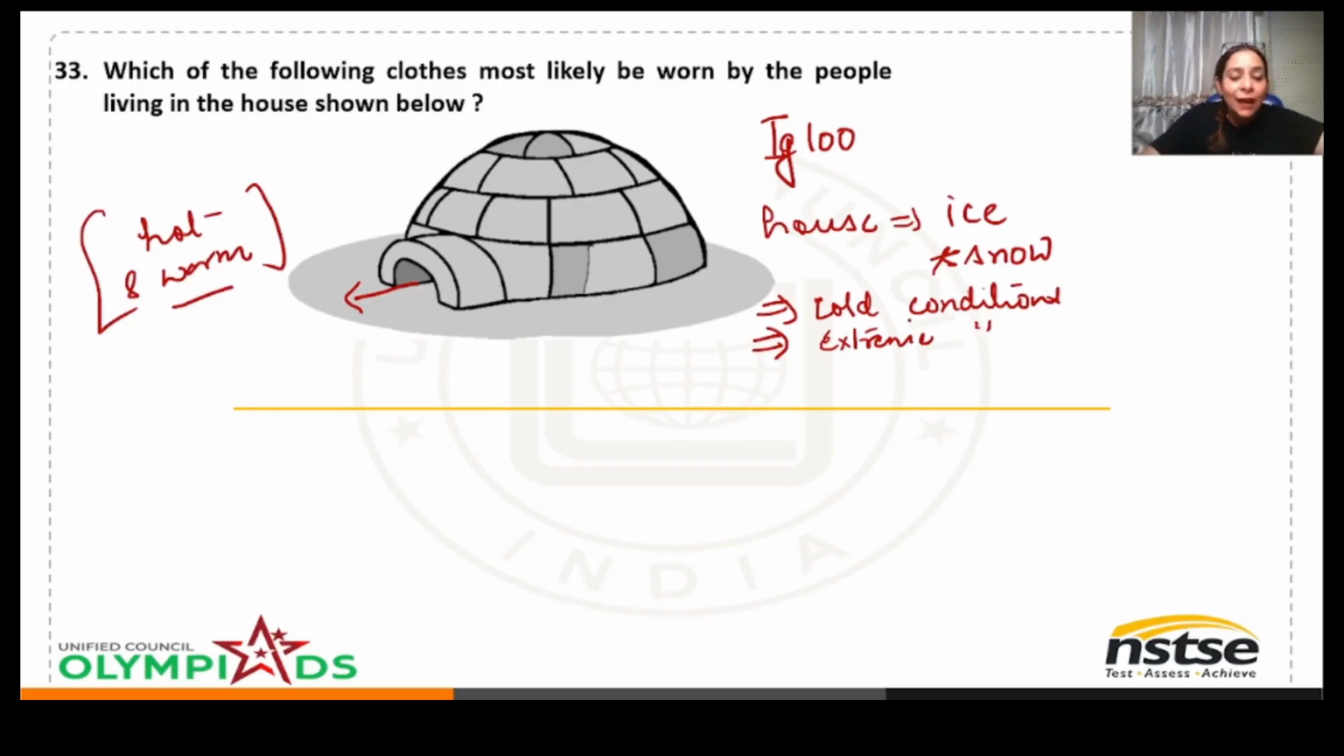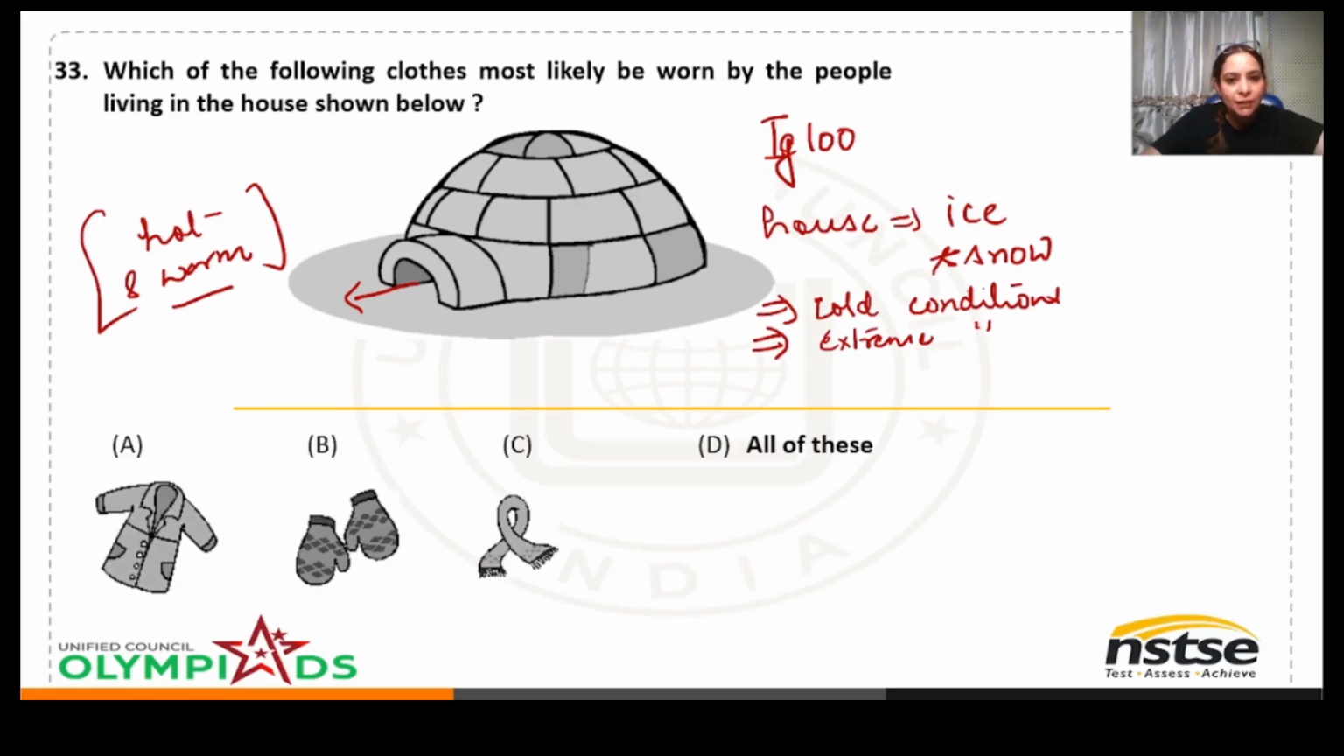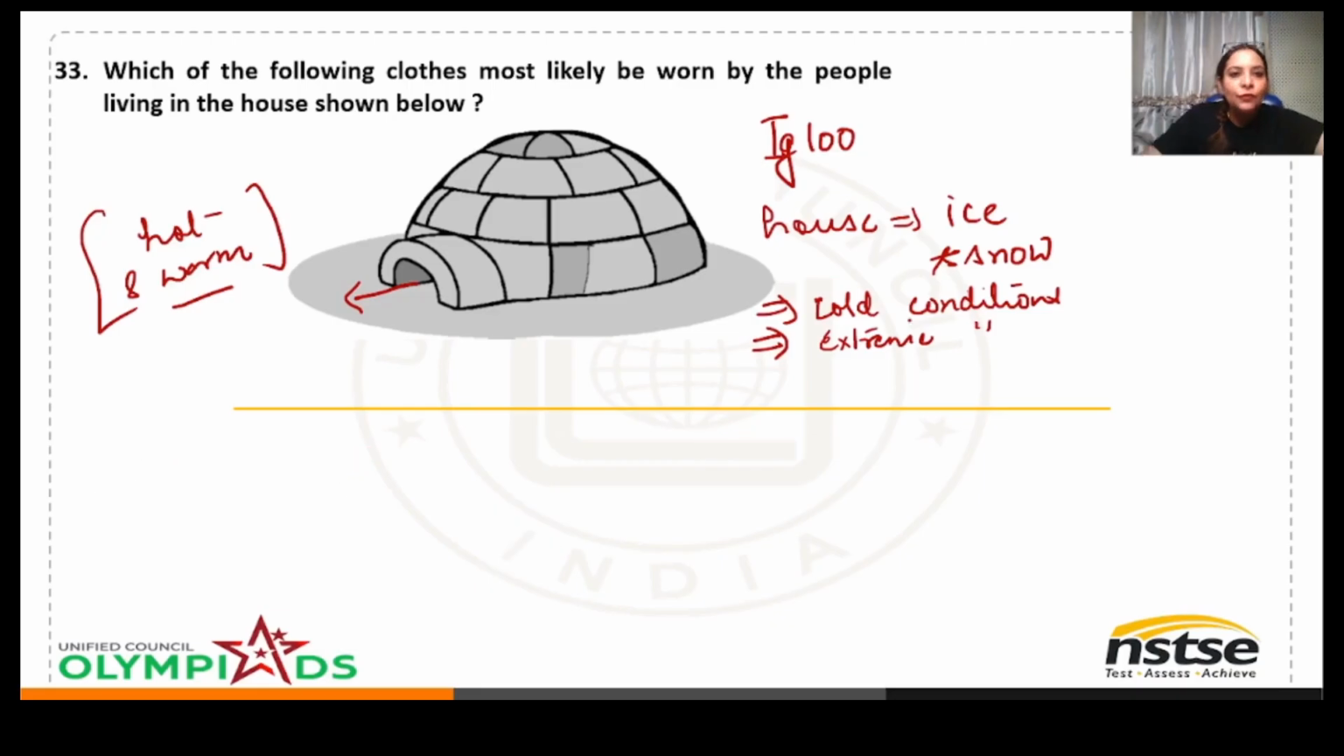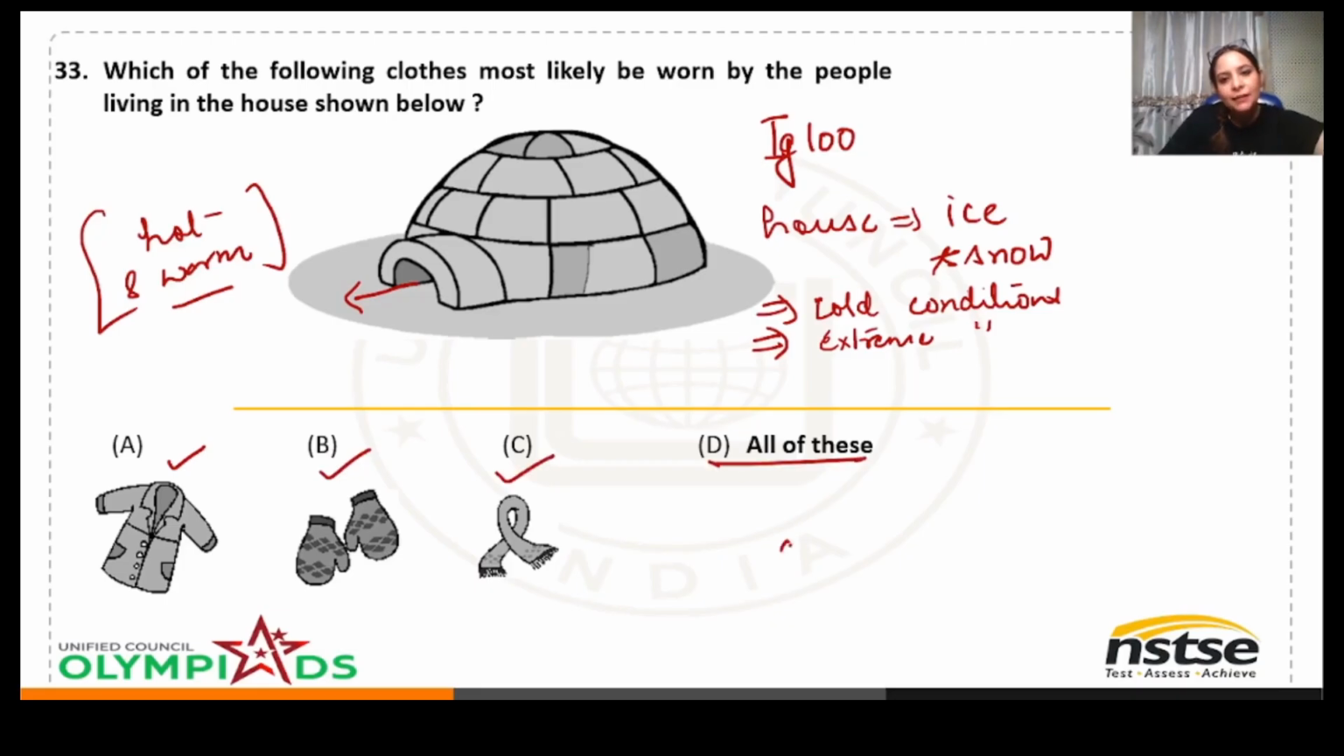Now, we have to tell which of the following clothes most likely to be worn by the people who live inside. You have these options, okay. So, I hope you know this first one indicates a jacket, a woolen jacket probably, gloves, muffler. So, all of this is the right answer. So, which one is the correct answer? Option D, because obviously igloos are made where there are extreme cold conditions, and these clothes which are shown here, they are winter clothes which keep our body warm.